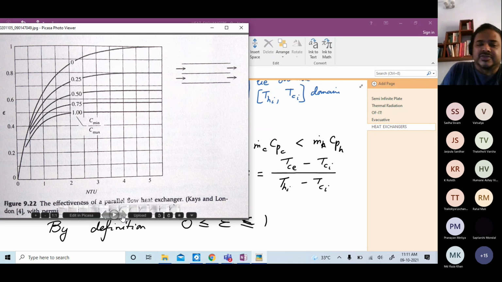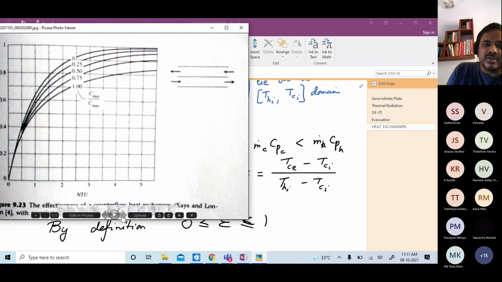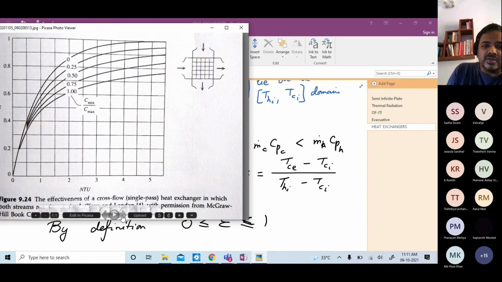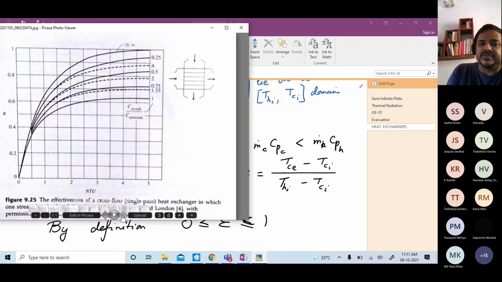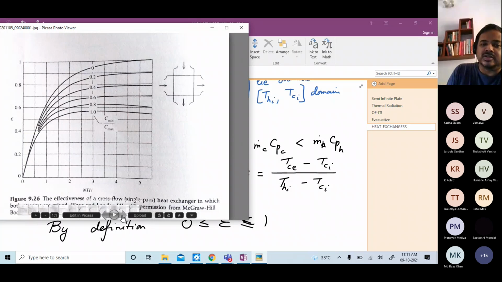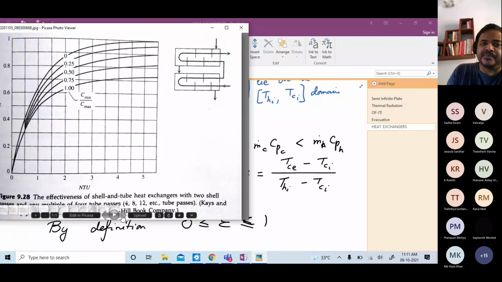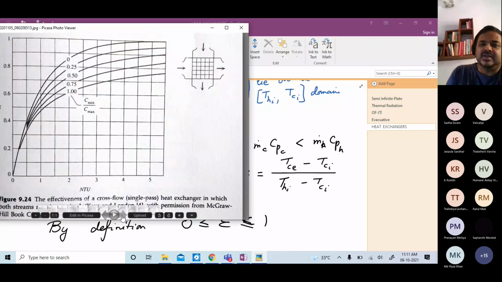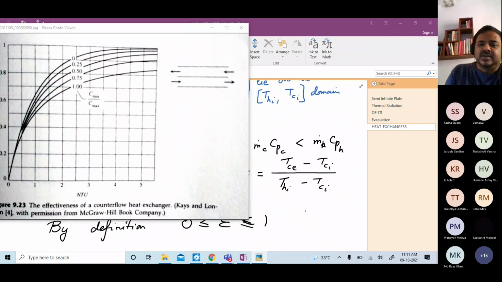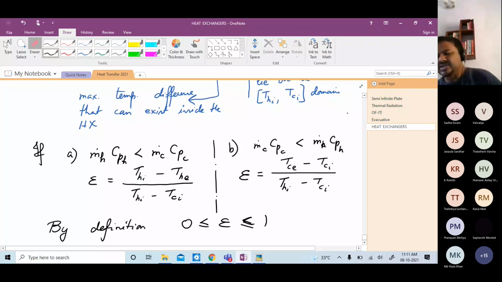So you have these charts for parallel flow, counter flow, cross flow mixed, cross flow unmixed, cross flow one mixed one unmixed, both mixed, shell and tube, and so on. Similar to the F charts, here also it's complicated, but it's possible to derive. People have already derived it for us.